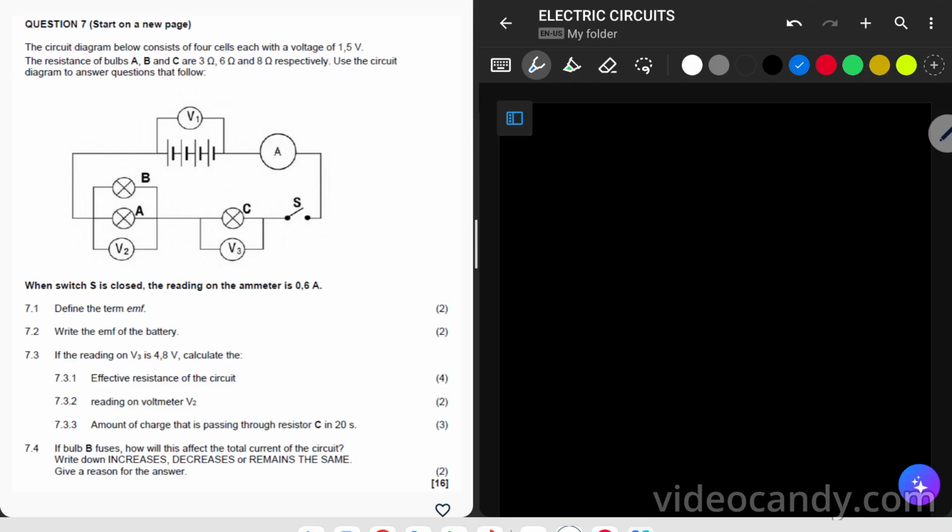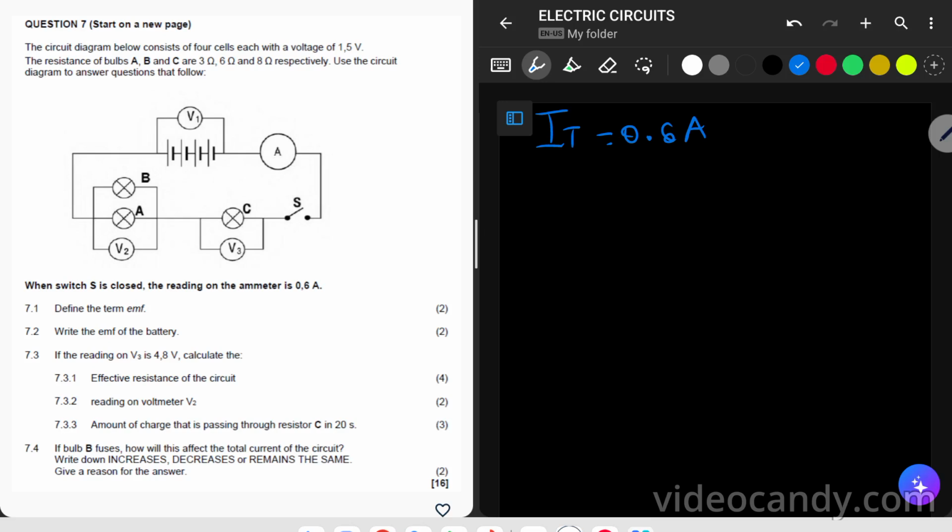Then the statement goes as follows. When switch S is closed, charges will flow. The reading on the ammeter, which is A, is 0.6 amperes. Therefore, what does that mean? In your question paper, you should indicate already that 0.6 amperes refers to the total current. Because the ammeter, as it is not in a parallel format with any other resistor, will read only the total current. Therefore, the total current in this regard will be 0.6 amperes. That should be the first thing you focus on.